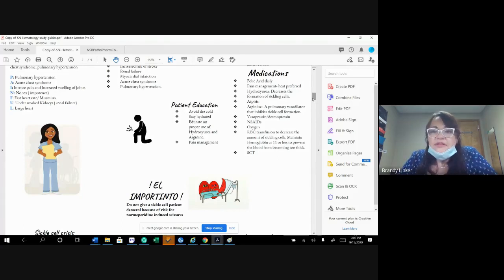Hydroxyurea is a medication for them. It decreases the formation of sickling cells. Aspirin, it's an antiplatelet to kind of keep those clots from being too bad. Arginine is a pulmonary vasodilator that inhibits sickle cells in the lungs. Vasopressin for blood pressure and for kidneys. NSAIDs, again, mostly for their anti-inflammatory and platelet function. Oxygen, obviously, because if you can increase the oxygen, their cells will stop sickling. And then blood transfusions are pretty common as well.